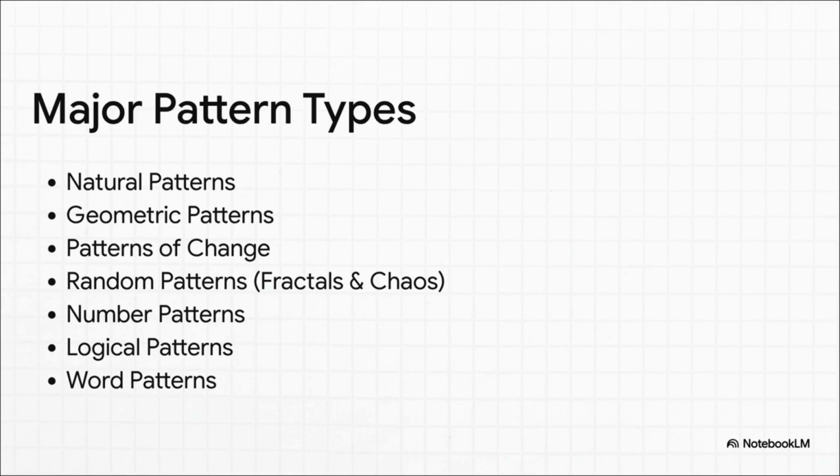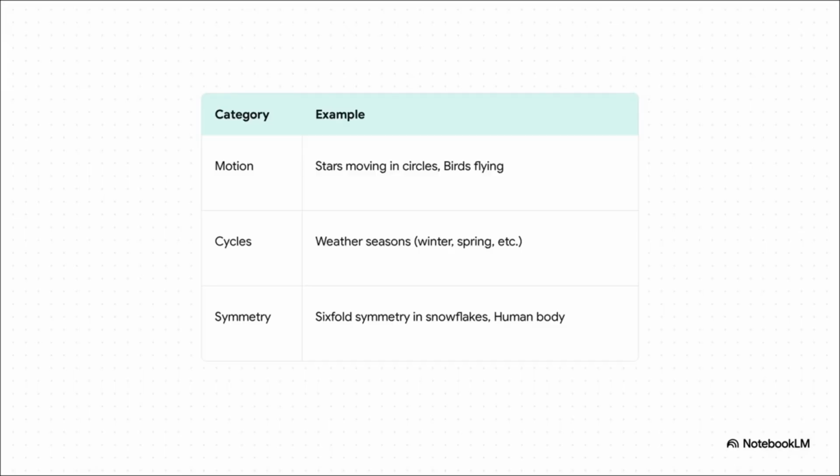There are even patterns hiding in things that look totally random. That's where you get into really cool stuff like fractals and chaos theory. And yep, there are patterns in numbers, in logic, even in the words I'm saying right now. So now we can start putting some labels on the things we've seen.